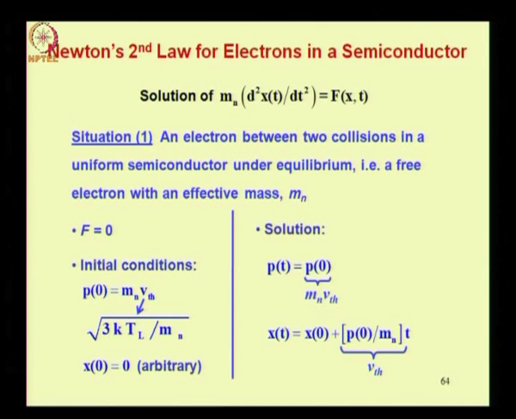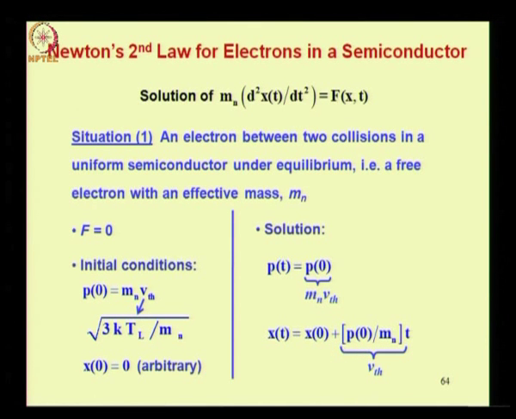Now what is the solution? The solution looks like this. So the momentum as a function of time is obtained as p0 itself. The first integration of this equation with force equal to 0 gives you the fact that momentum remains constant and equal to the initial value. Now the second integration gives you the position x of t, and this varies linearly with time, it increases. So x of 0 plus p of 0 by mn, which is nothing but the thermal velocity into time. That is how the position of the electron will change.